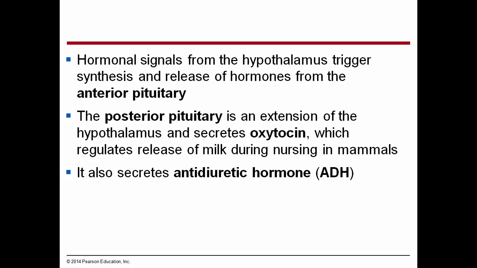Okay, hormonal signals from the hypothalamus trigger synthesis and release of hormones from the anterior pituitary. The posterior pituitary is an extension of the hypothalamus, which secretes oxytocin, which regulates the release of milk during nursing in mammals. It also secretes antidiuretic hormone.